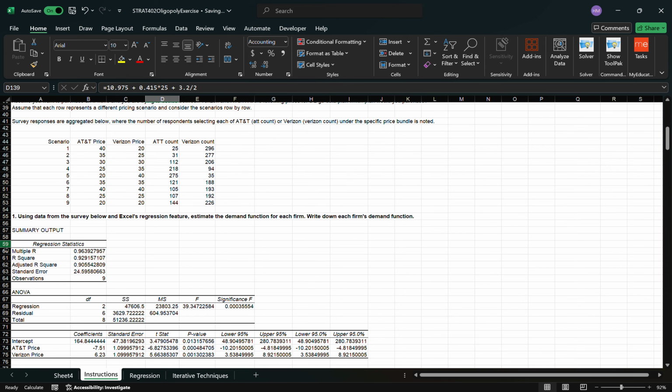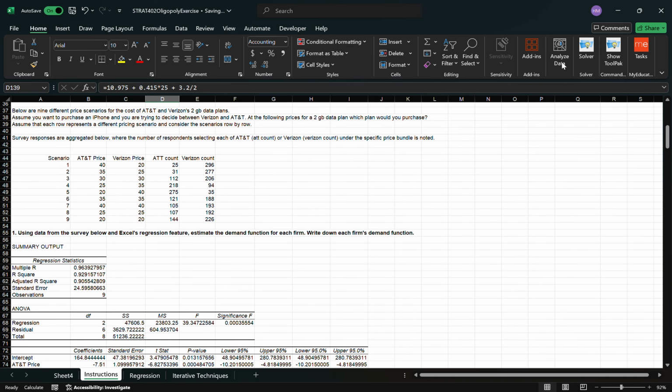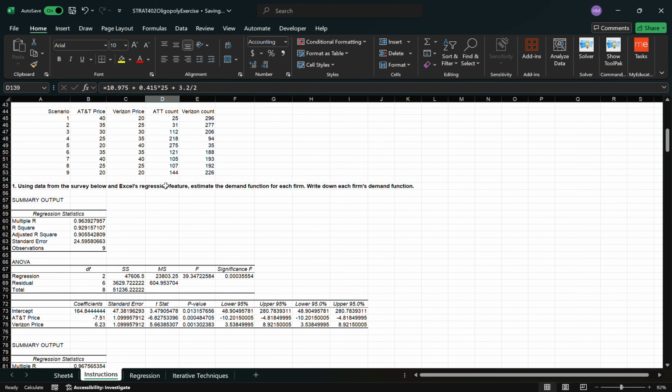Alright guys, so this is my oligopoly exercise. For number 1, it wants us, using the data from the survey, to estimate the demand function for each firm. So I just did a regression analysis using Excel's regression feature.